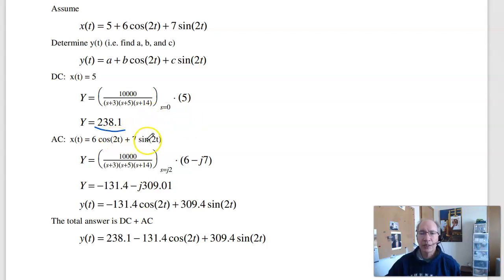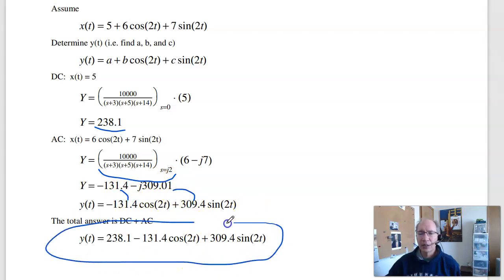At 2 radians per second, I just care about the gain at 2 radians per second times the input at 2 radians per second. The real part is cosine, minus j times sine. Multiply it all out to get a complex number. So here's the total answer.